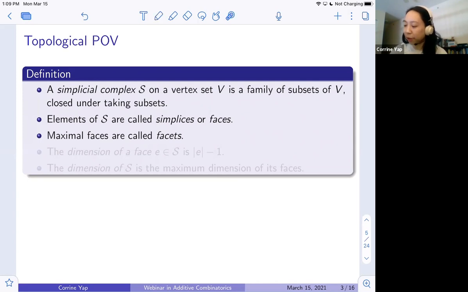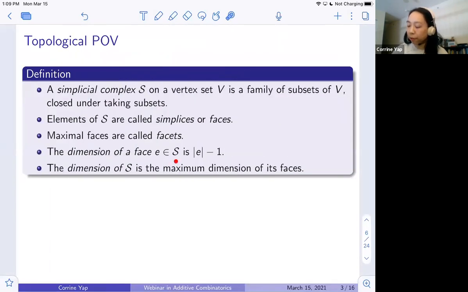I'm defining a simplicial complex as just a set of vertices and a family of subsets that's down-closed. So for any element I have in my simplicial complex, all of its subsets are also in my simplicial complex. I'll call the elements simplices or faces, and I'll call the maximal faces facets.